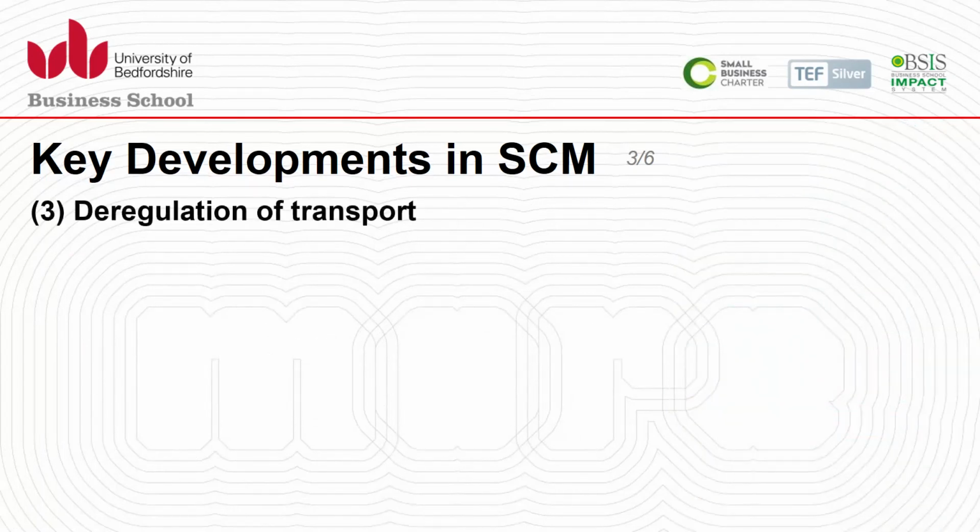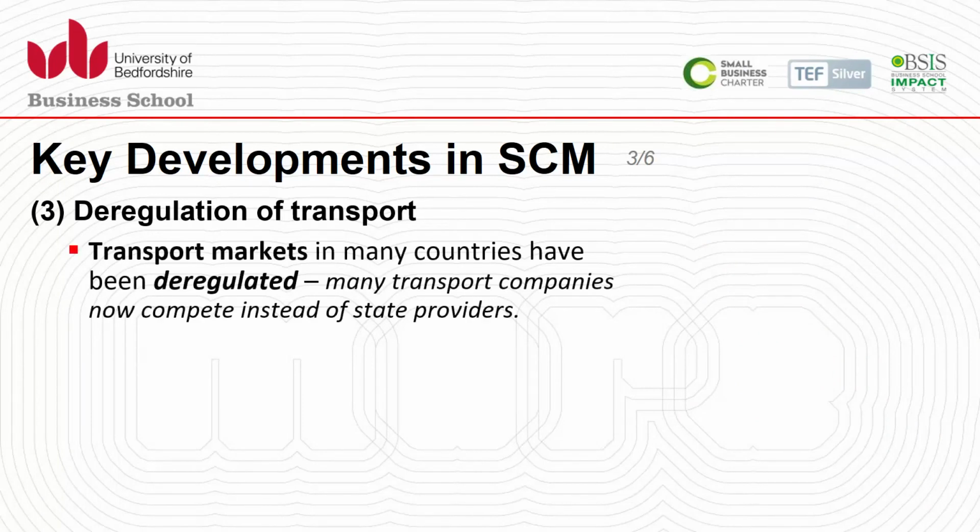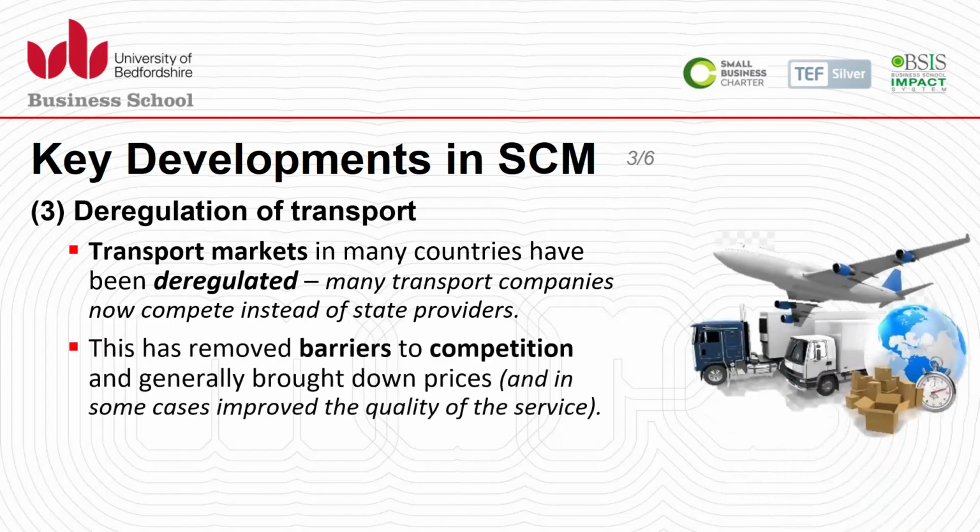So the key component in supply chain management, we can see further development. The deregulation of transport is one of the key developments. Transport markets in many countries have been deregulated. Many transport companies now compete instead of just the state providers. There are a number of other competitors coming from private organizations. For example, if you want to send any parcel in the UK, Royal Mail is one option. That is the state, let's say, organization.